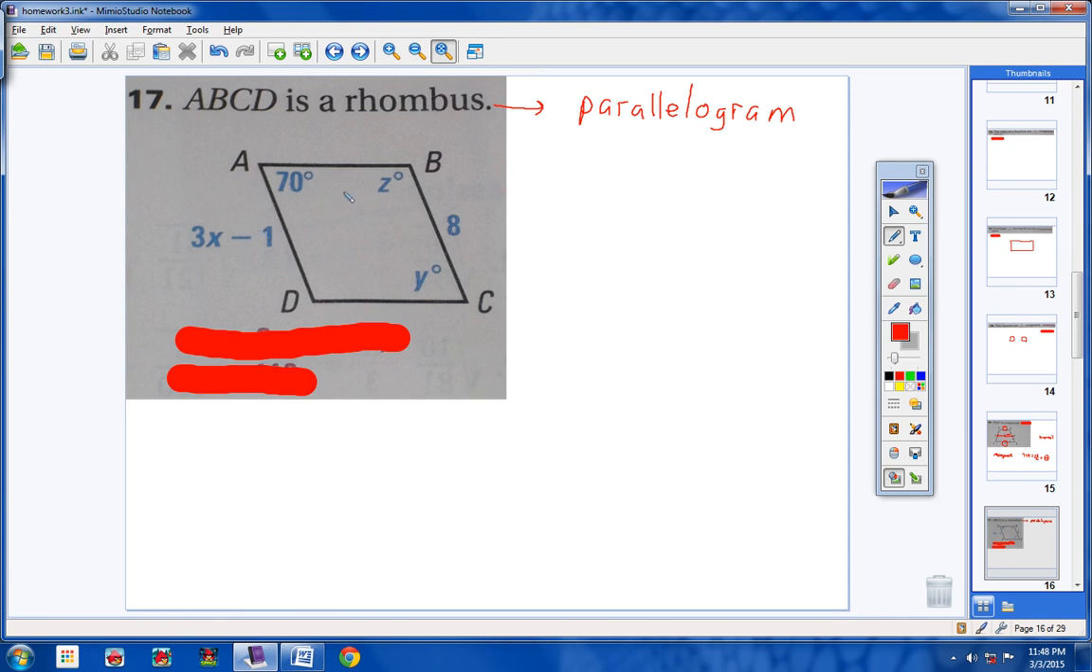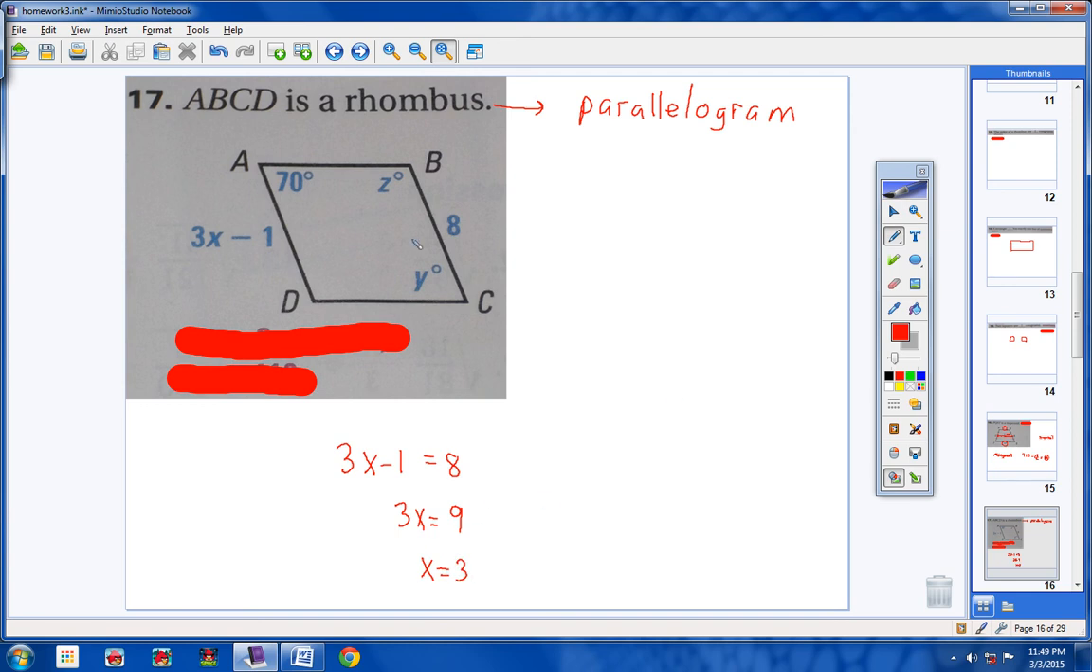First of all, in a rhombus, all four sides are congruent. So 3x minus 1, this side right here, equals this side over here, and this side is 8. So 3x minus 1 equals 8. Let's solve for x. Bring the 1 over. Make it a positive 1. 8 plus 1 is 9. Now divide both sides by 3. X equals 3. So there we go.